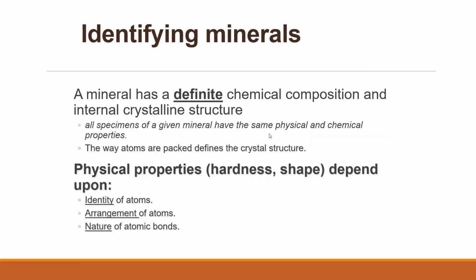So minerals, because they have a definite chemical composition and that internal crystalline structure, any sample of the same mineral will have the same properties. All specimens of a given mineral have the same physical and chemical properties. This is going to be determined by the way the atoms are packed together into that crystalline structure. These physical properties are going to depend on what atoms are present, how they are arranged, and how they are bonding to one another. And this is how we're going to identify minerals. This is how we're going to say what different things are.